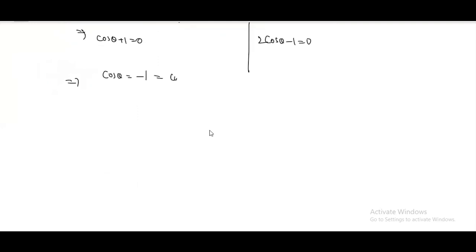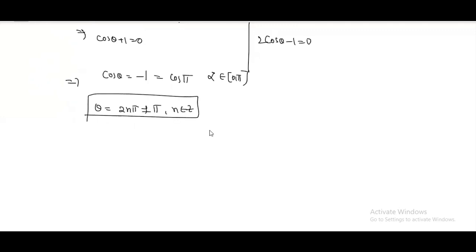Where we will get minus 1 in 0 to pi is cos pi, because here alpha belongs to 0 to pi. So then we can write theta is equal to 2n pi plus or minus pi, where n belongs to Z or integers. So this is the first case.